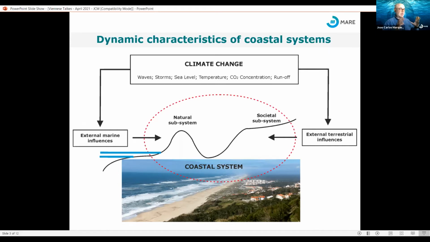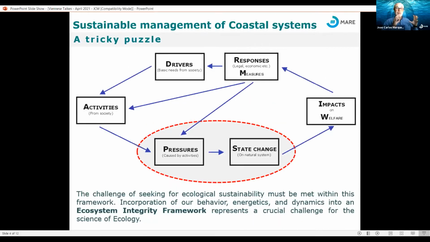Why do I look upon coastal systems with such an interest? Because most of the human population lives along the coastal systems, and the human activities are so complex in coastal systems that it creates an incredibly interesting problem to be managed. And actually, this is a very tricky puzzle to manage. Usually we use this DPSIR approach. Of course, we have the drivers that are proceeding from our needs as a society. We have the activities that are supposed to fulfill our needs, but that create pressures.